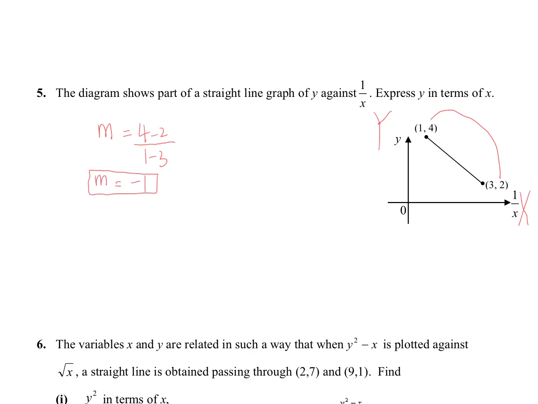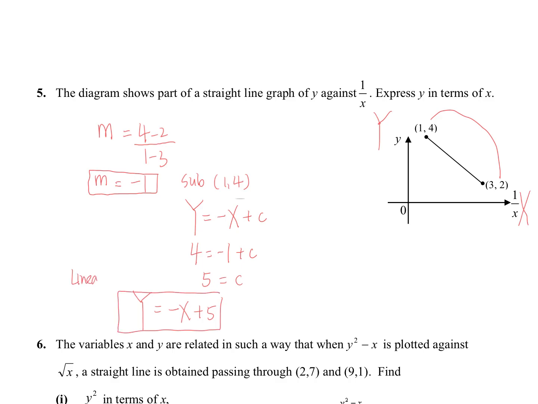Next I will sub in 1 point, any point that I like. So I choose 1, 4. And I will sub into Y equals -X plus C. Remember my purpose is to find the straight line graph like how you did in Sec 1. So 4 is -1 plus C. C is 5. So my linear graph that I have sketched out here actually represents this straight line. So this is the linear form.